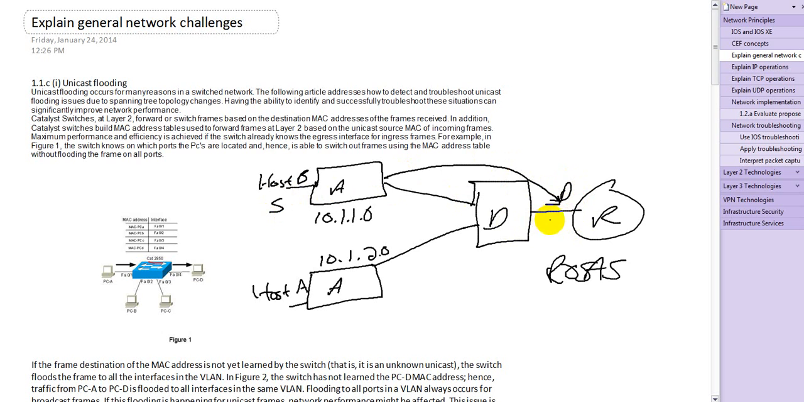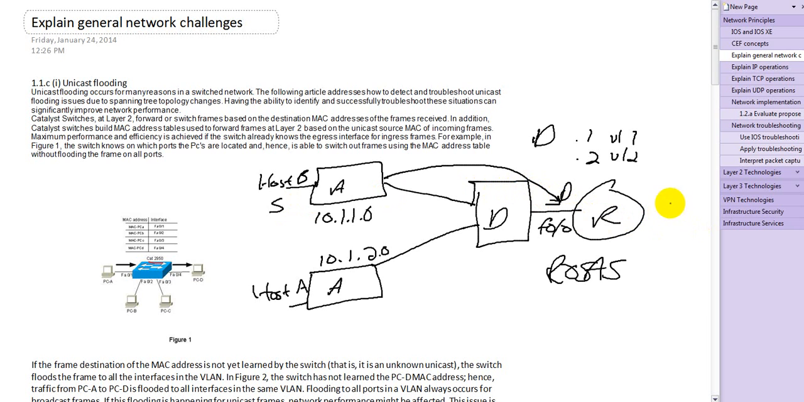So in this case, it might be Fast 0/0 is the actual physical interface, but you might have .1 and .2 as the sub-interfaces for VLAN 1 and VLAN 2. The sub-interface of VLAN 1 will be the destination MAC. So host B is going to put his source and router 1's destination.